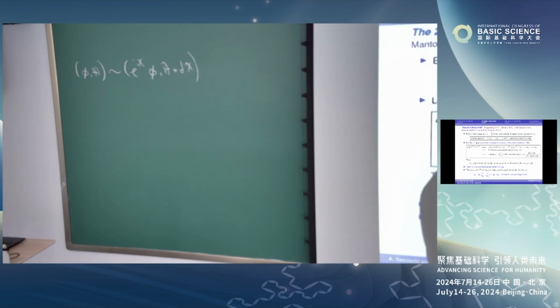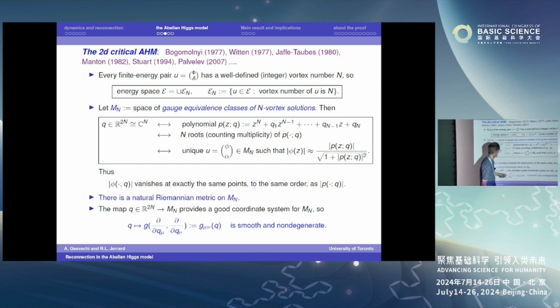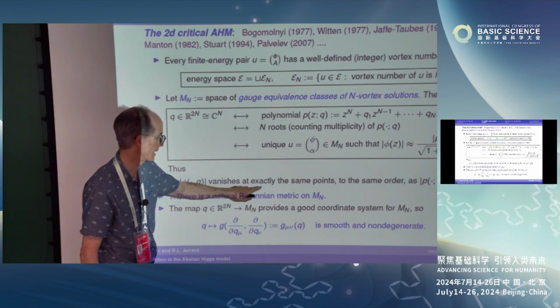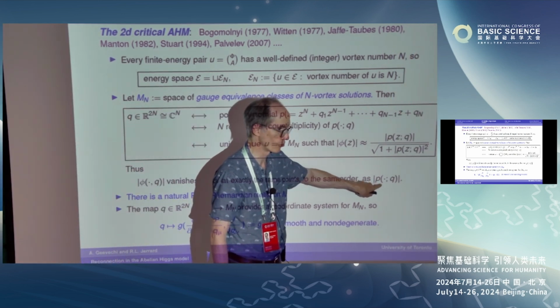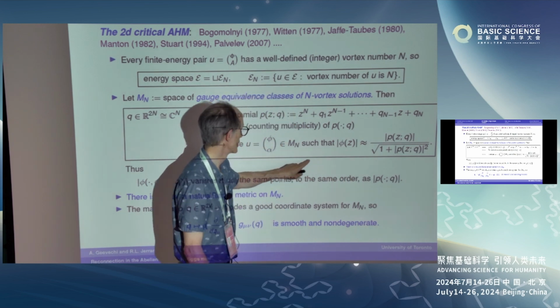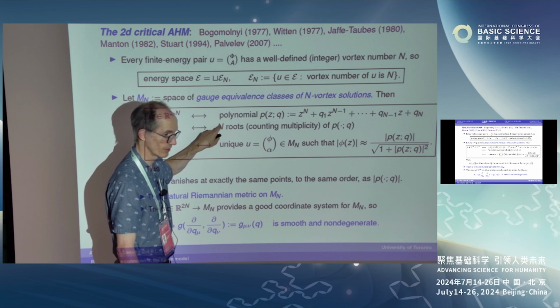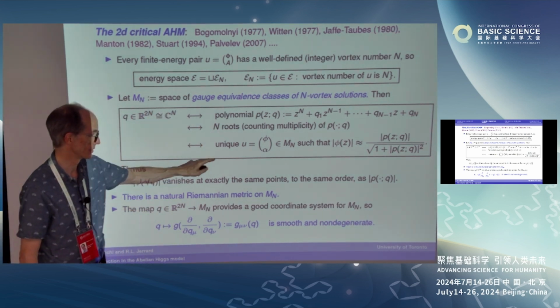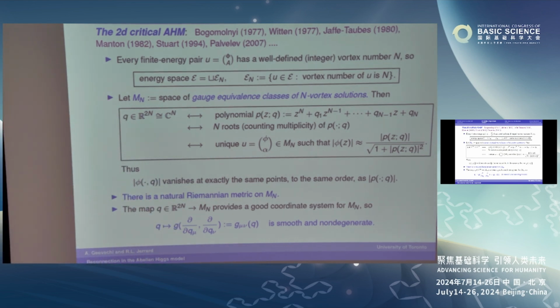There's a unique equivalence class of solutions for which, as I've written here, the modulus of phi vanishes at exactly the same points and to the same order as the polynomial here. So if I know the roots and I know the vanishing order, then that exactly determines one unique equivalence class of solutions. This is the theorem of Jaffe and Taubes and so on.